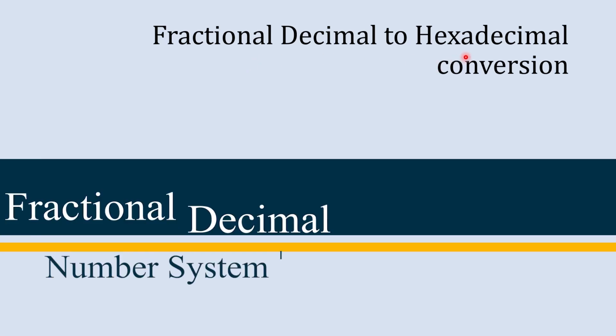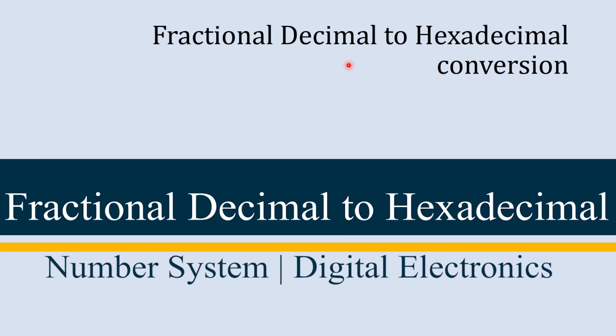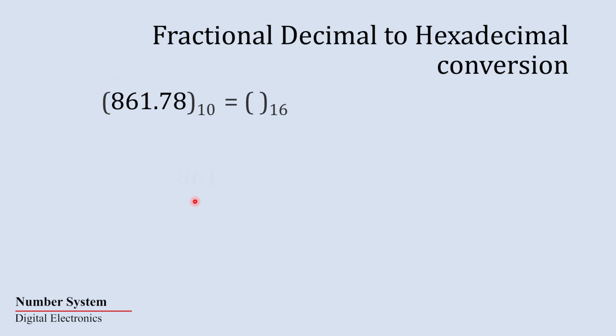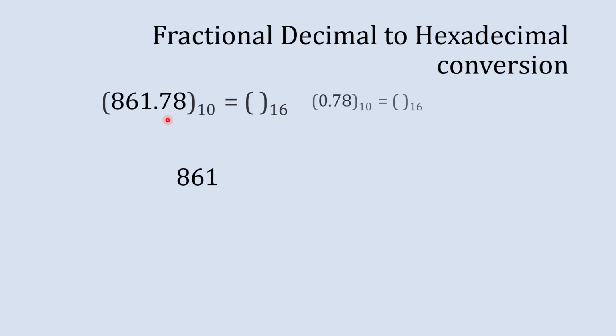Fractional decimal to hexadecimal conversion is just a two-step process, and in this video we are going to learn it. So without wasting time, let's get started. To learn this fractional conversion, first of all we are going to take a fractional decimal number. So here this is our fractional decimal number. In this process, first of all we are going to start with the whole number part, and that is 861, and we are going to put the fractional number part aside for some time.